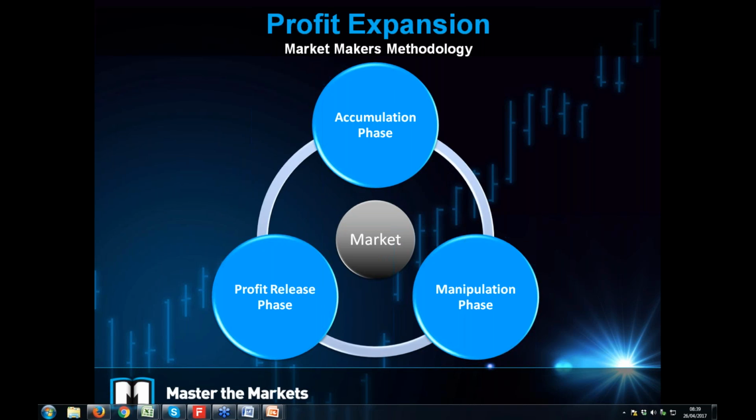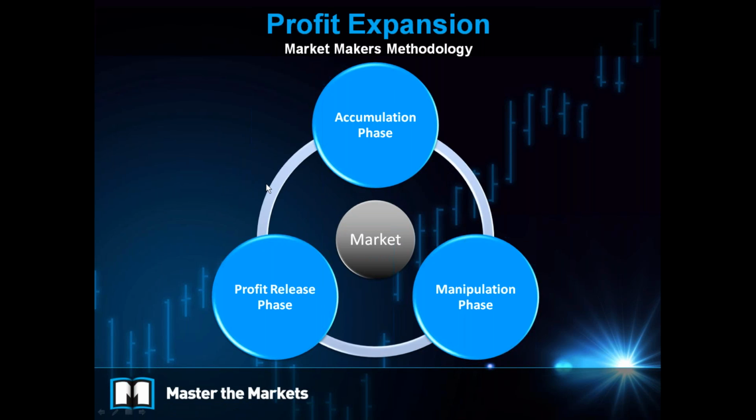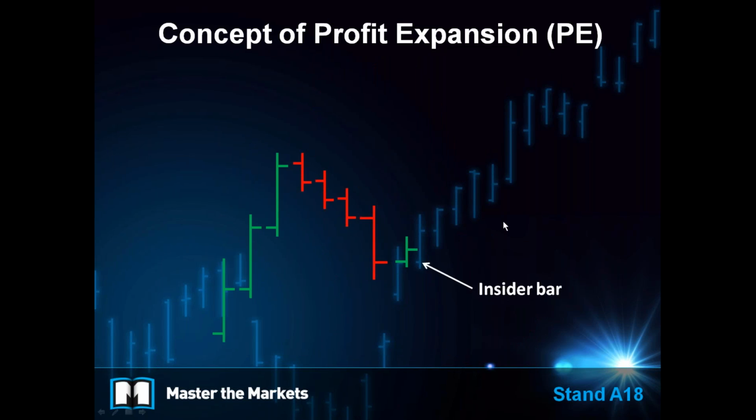The most important thing these swing highs and swing lows give you is consistency by way of trend. So that's the key. Brilliant stuff. So the accumulation phase, the manipulation phase, and the profit release phase is what's important in the market makers methodology. And the accumulation is, generally speaking, where we see the profit expansion setups taking place, and so we look to capture the manipulation phase from that.